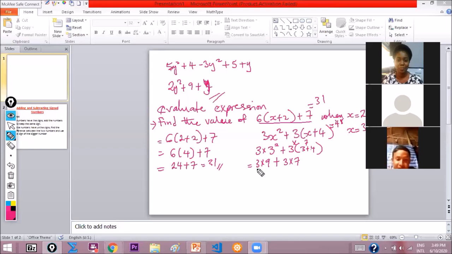What is 3 times 9? That will give us 27, right? Plus, what is 3 times 7? That will give us 21. When we add this up together, we have what?